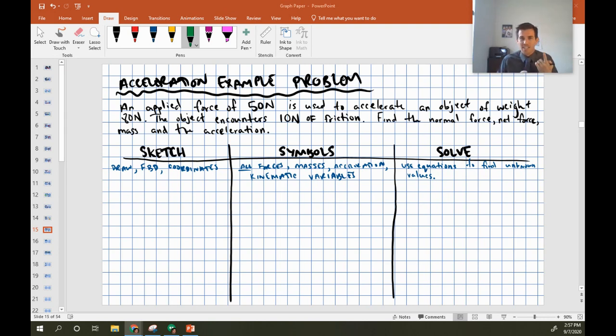Honestly, you'd usually only be asked to find one thing in a problem, but we're going to practice everything in this one example problem. So the steps are largely the same as what we've seen before. We're going to first just draw what's happening here.